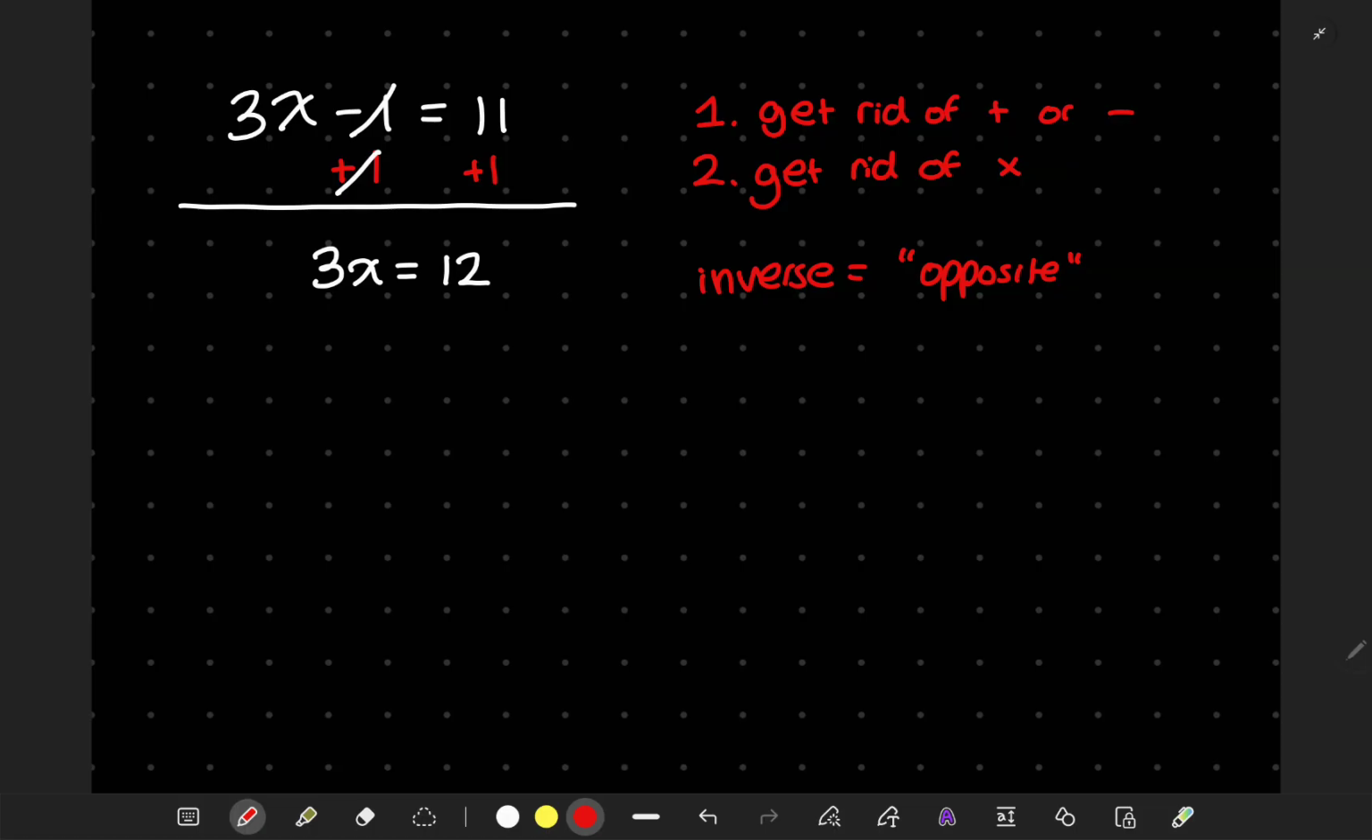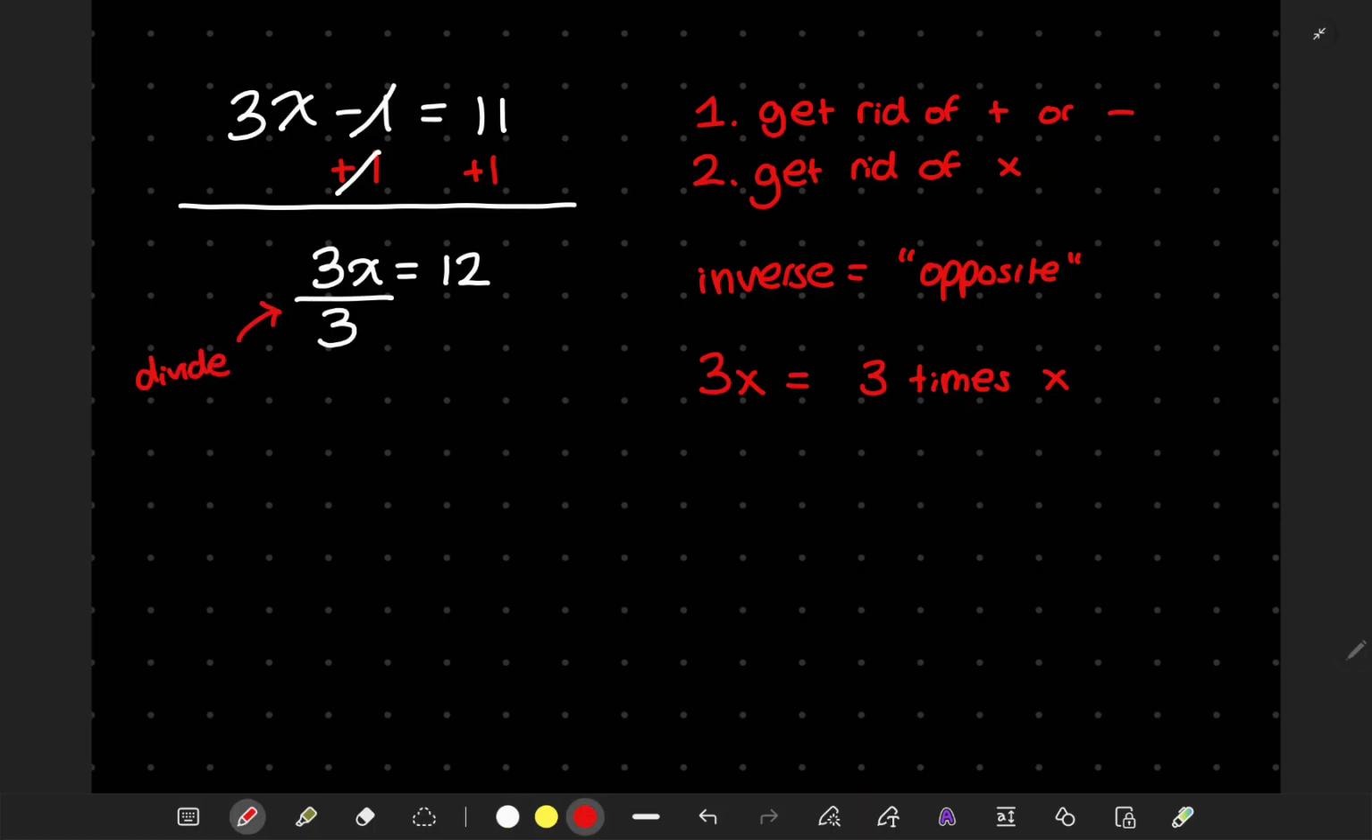Well, I have 3 here in the front, and I want to get rid of it. This is saying 3 is being multiplied with x, so I'm going to write that down. 3x is really seen as 3 times x. So in order for me to get rid of it, I have to do the opposite. The opposite of multiplication is division, so I'm going to divide by 3. That fraction sign means I divide.